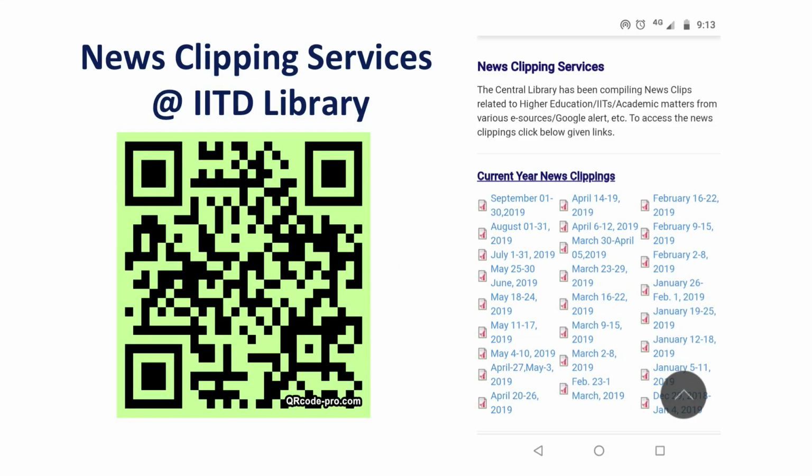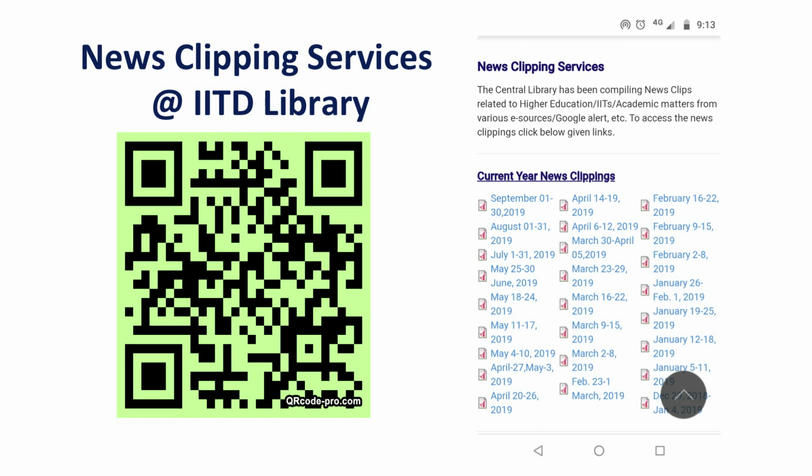And libraries are providing different kinds of services. One of the important services is the news clipping service. For example, for the news clipping service provided by the IIT Delhi library, you can see on the left side of the screen there is a QR code. Now you are seeing these QR codes in different colors, different arrangements and different matrices. It has a background also and it is a multicolored QR code. You can generate one for any type according to your need, according to your purpose. There are many ways you can create QR codes.